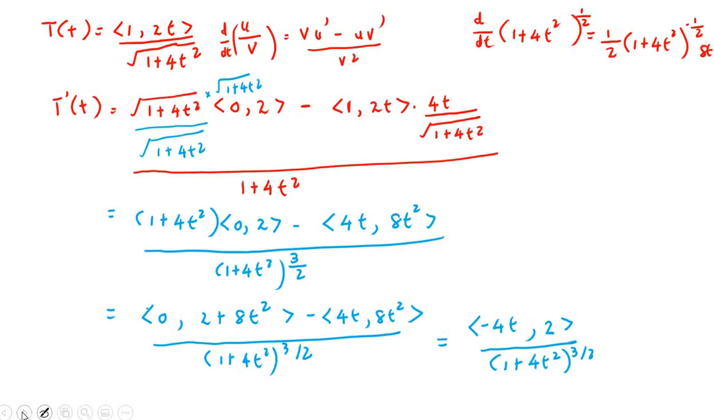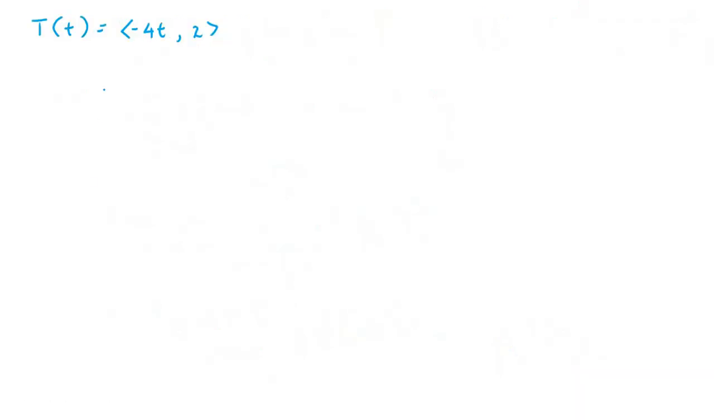Okay, the dT, we have this negative 4ti plus 2j divided by (1 plus 4t squared) to the power 3 over 2. Divided by (1 plus 4t squared) to the power 3 over 2.